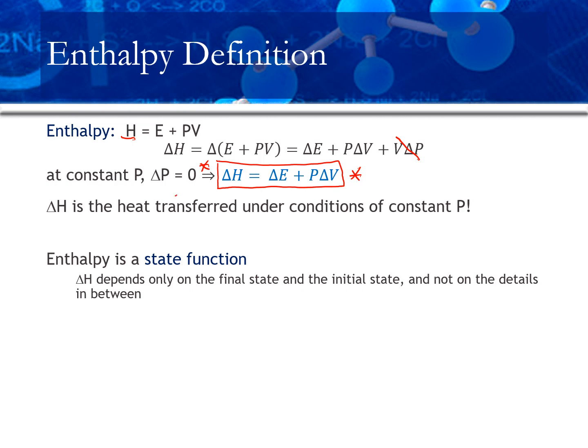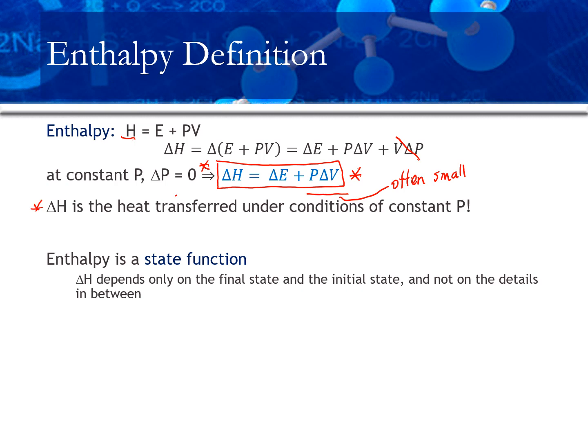Now it's often the case for many reactions, not all for sure, that this P delta V term is on the small side, especially if we're dealing with liquids and solids. The change in volume typically is very small, so we think of an enthalpy change as sort of a measure of the change in energy. It's close, but really what it is the amount of heat transferred under conditions of constant pressure.